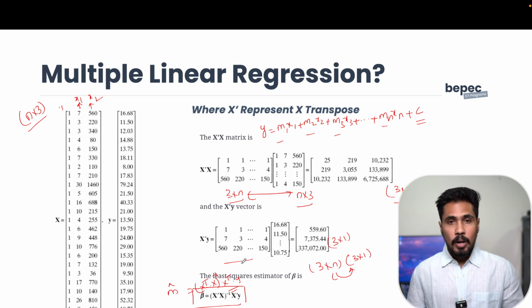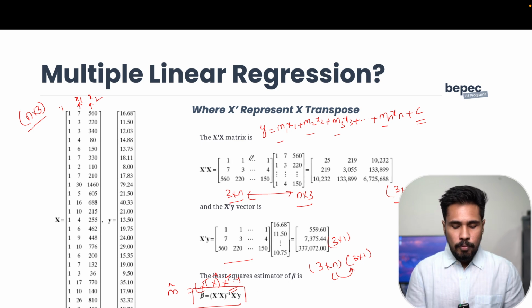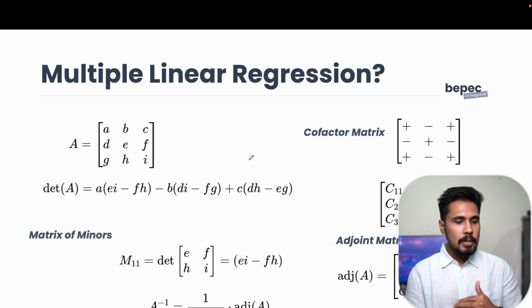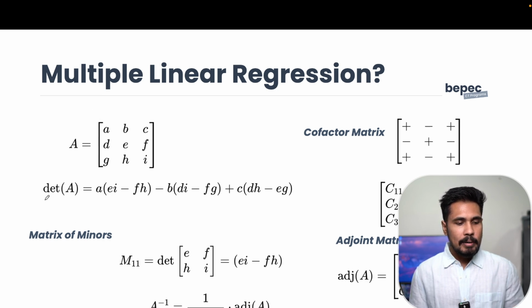Now for the final one, I want to do the inverse. Before going to the inverse matrix, let's see how exactly we calculate it. If you take a 3 by 3 matrix, first you calculate the determinant of A.